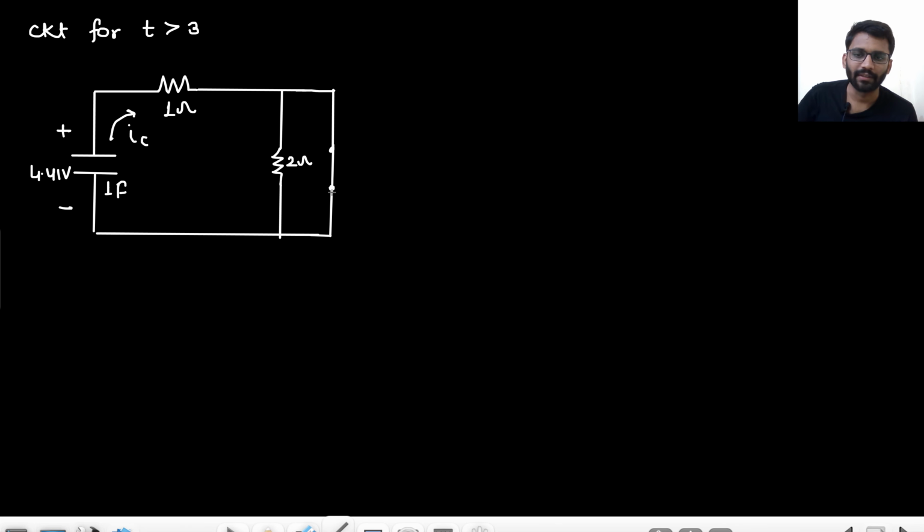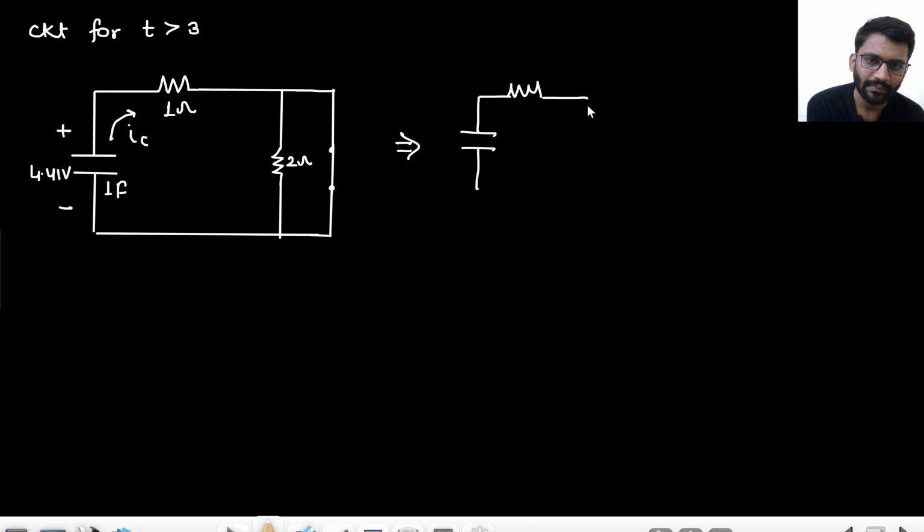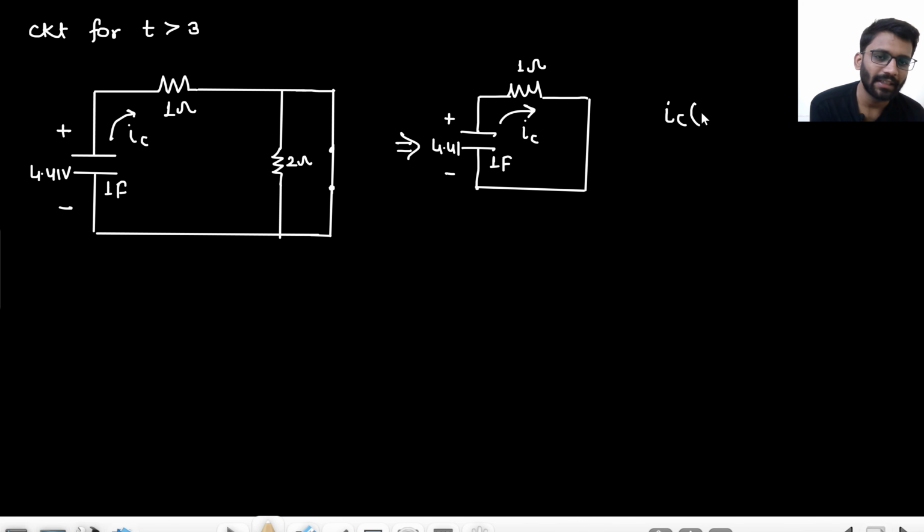So now what is your equivalent circuit? Now the circuit becomes something like this. Now this is shorted, so 2 ohm is gone. So this will completely be shorted. A 1 farad capacitor with the voltage of 4.41 volt and current of, this will be the current. Now tell me, what was the value of IC at t equals 3 minus, or 3 second, you can say? That was 1.47 ampere.